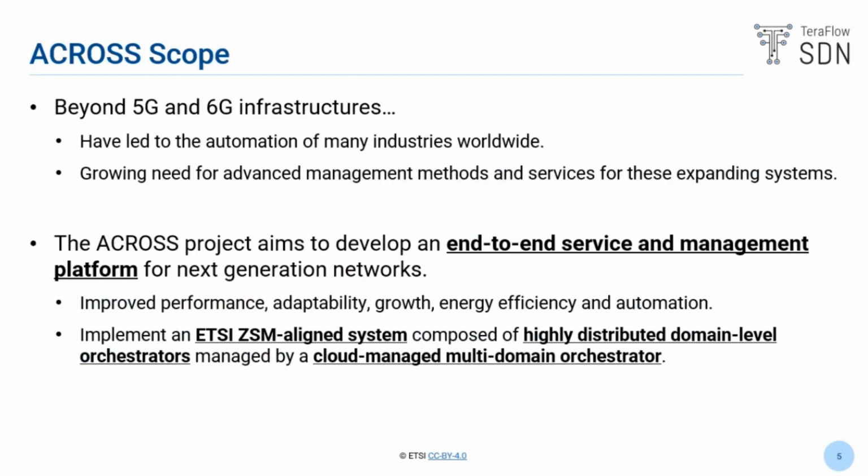The scope of the project, for sure, for the B5G, the beyond 5G and 6G infrastructures, it's imposing the automation of many different industries worldwide and many infrastructures and so on. At the end, that means we need to improve the way we manage and automate the different services, the methods we use to manage the different components in the infrastructures. The goal for the Acros project is to develop an end-to-end service and management platform for these next generation networks.